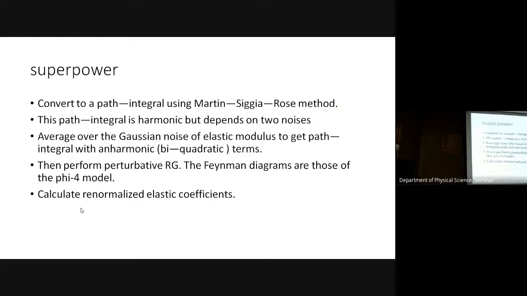So then I get a path integral which is harmonic but depends on two noises. If I average over one of them, it becomes biquadratic. And then I can do a perturbative RG. When I came to this, I got tired of writing a slide, so I gave up. But if I do the perturbative RG, the Feynman diagrams are essentially those of what is called the phi-4 model. So someone has already calculated that for me. With that, I can calculate the renormalized elastic coefficient. But the beauty of this is that the activity is making your problem nonlinear.